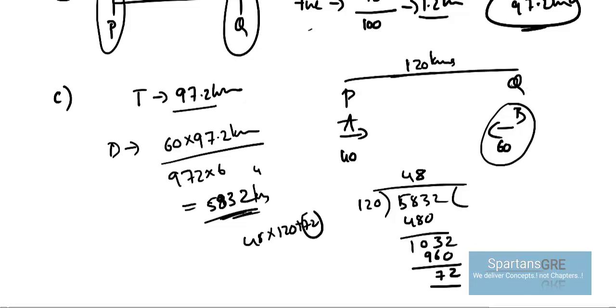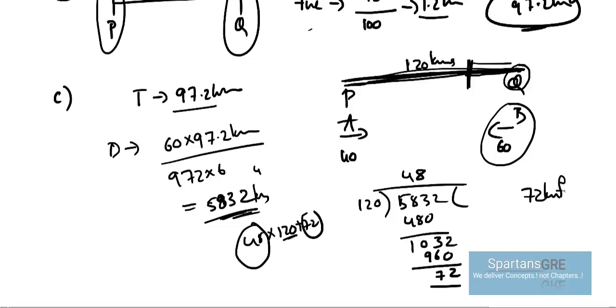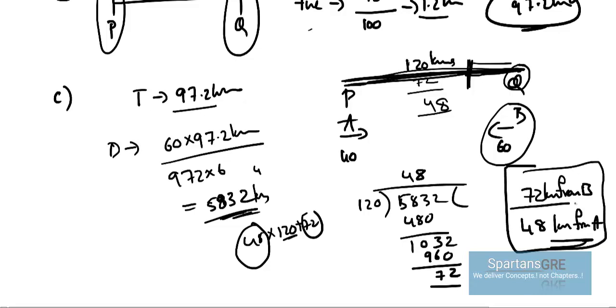That means B covers this 120 kilometers 48 times. So first round this will be 1, 2, 3, 4 and so on. This 48 is an even number. So that means till 48 times it will be here, and then it goes 72 kilometers extra. So your answer will be 72 kilometers from B, or you can also say subtract 72 from 120, it will be 48 kilometers from A. So anyway you can solve this, right? You can either say 72 kilometers from B or 48 kilometers from A. Both are right.